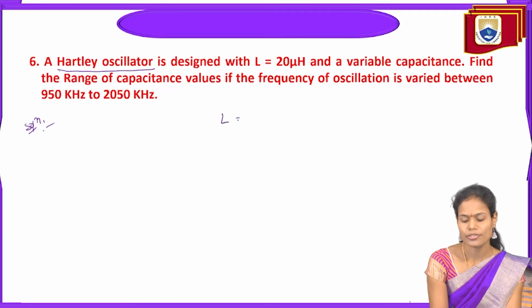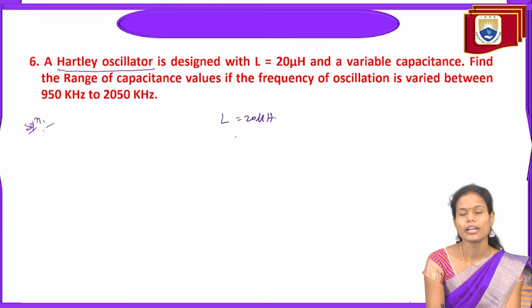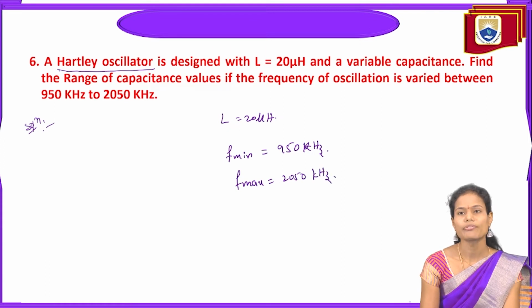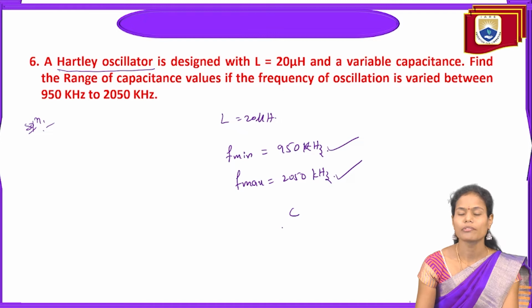Is designed with the inductance 20 microhenries and a variable capacitance. Find the range of capacitance values if the frequency of oscillation is varied between 950 kHz to 2050 kHz. That is nothing but wherever the minimum frequency is 950 kHz and the maximum frequency is 2050 kHz. So we need to find the capacitance value at F minimum as well as at F maximum by utilizing the frequency of oscillation formula of the Hartley oscillator. So this problem we already discussed in the problems on oscillators session.